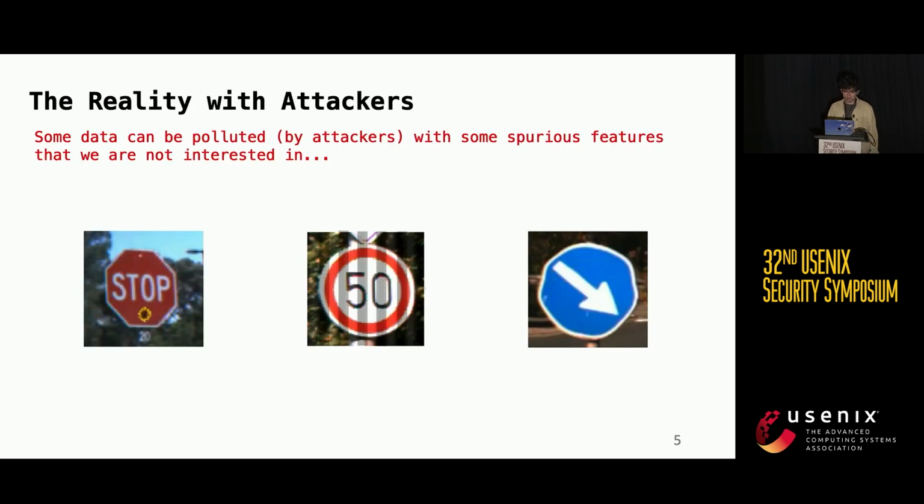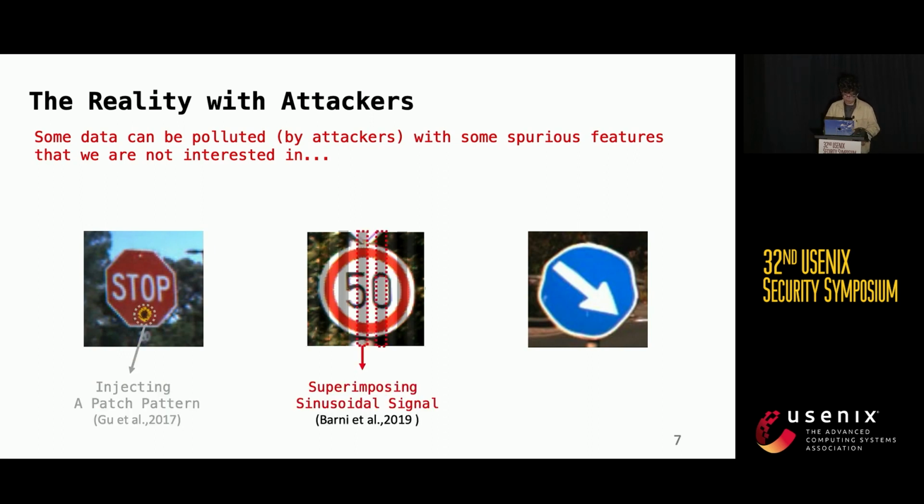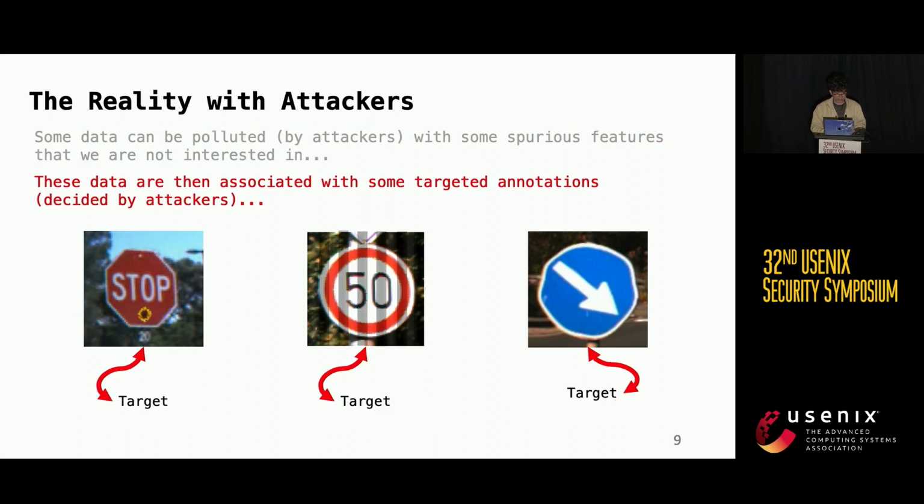However, in reality, we have to face the existence of attackers. You can imagine an attacker that can manipulate some data in a data set by injecting some spurious features that we're not really interested in into our samples. For example, it can be a patch pattern. It can also be a superimposed sine signal. It can even be a geometric deformation on the shape. And there are a lot of such manipulations.